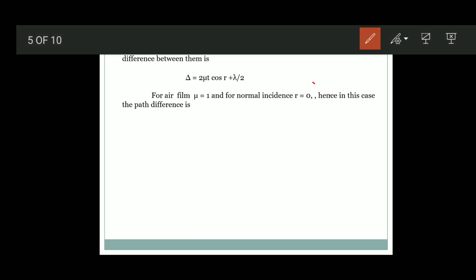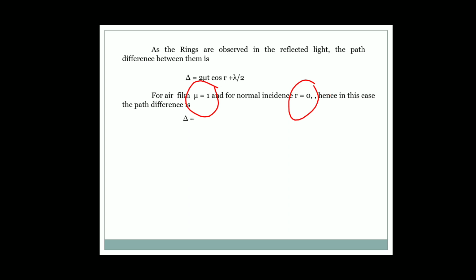Now the path difference delta is equal to 2 mu t cos r plus lambda by 2, where lambda by 2 is the additional path difference due to Stokes law, and 2 mu t cos r is according to the cosine principle. We know for normal incidence, that is r is equal to 0, and for the air film between the curved surface and plane glass plate, mu is equal to 1. So the refractive index for air is 1. So the path difference delta can be written as 2t plus lambda by 2.